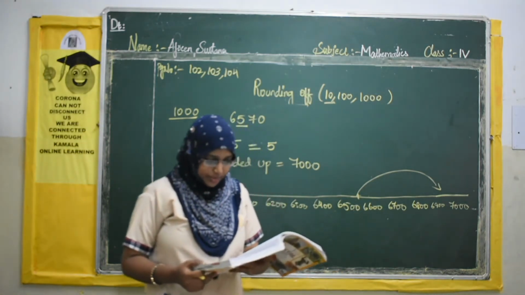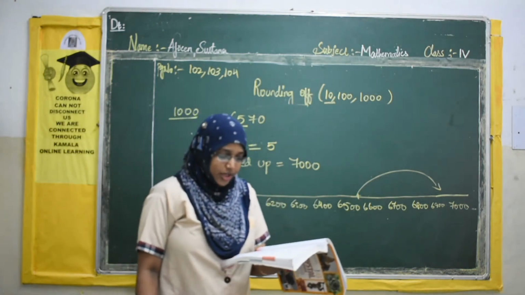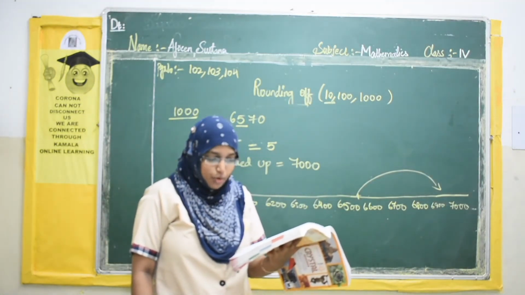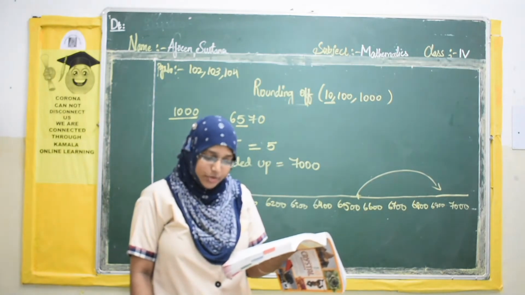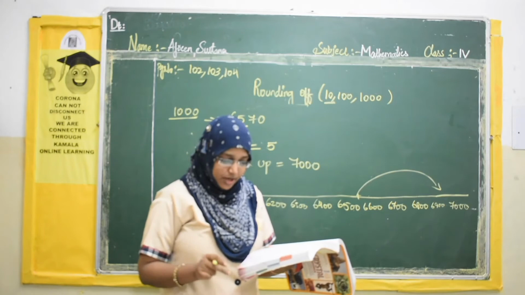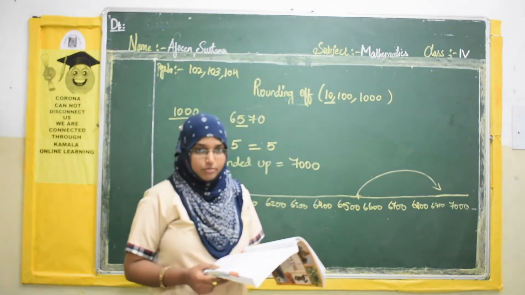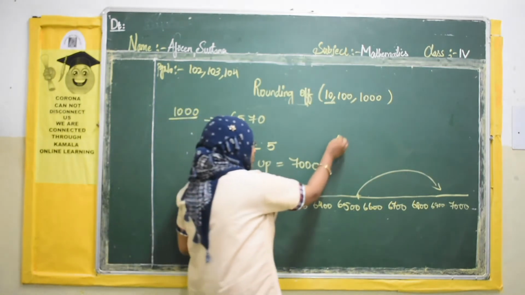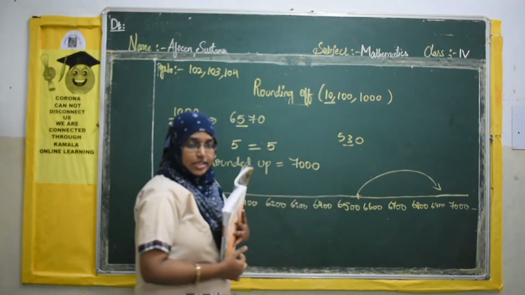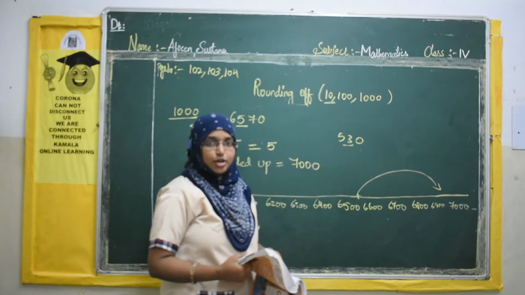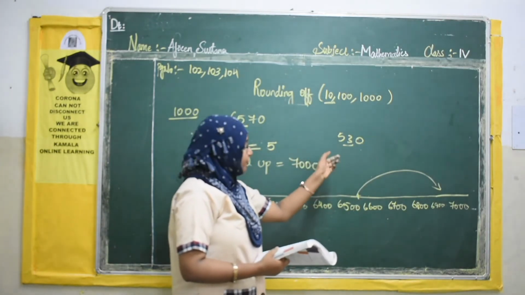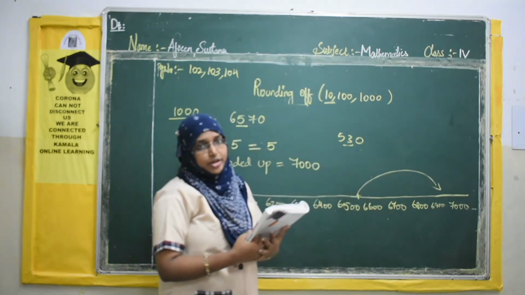Here let us see the exact definitions. Page number 103, rounding off to the nearest 100, method 2. If the digit at the tens place is equal to or greater than 5, the number is rounded up. If the digit at the tens place is less than 5, the number is rounded down. Just now we have seen 530, right? We see the digit at the tens place. If it is less than 5, we round down. If it is greater than 5, we round it up.